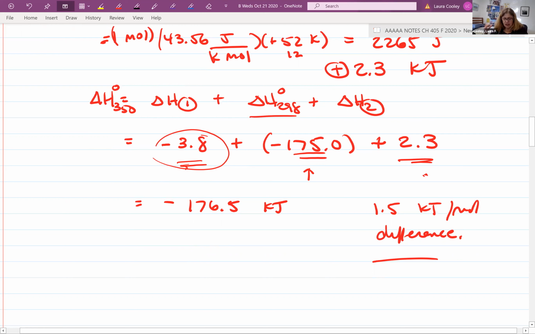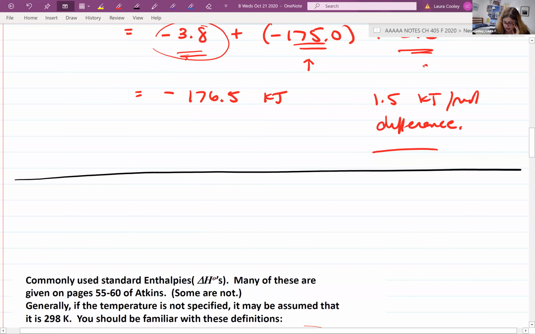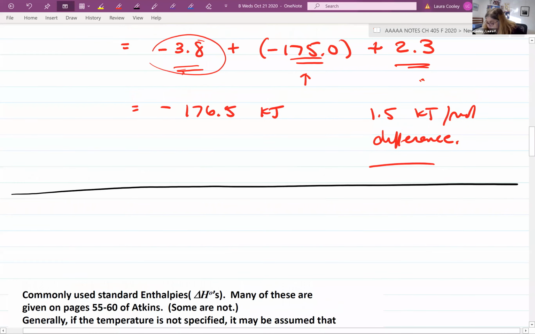And you can imagine if the temperature were a bigger difference, there would be a much bigger delta H difference. So it's a good thing to know how to do. And I'm sure that there are many situations where scientists would want to know what that really was, to a good precision.